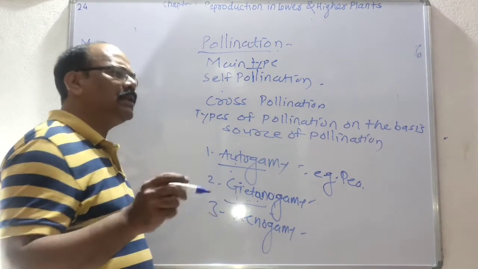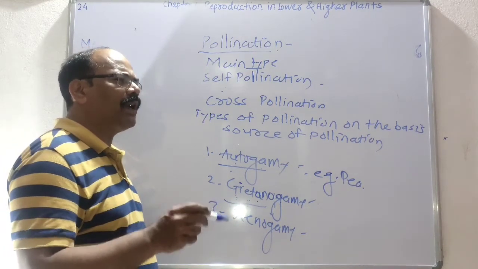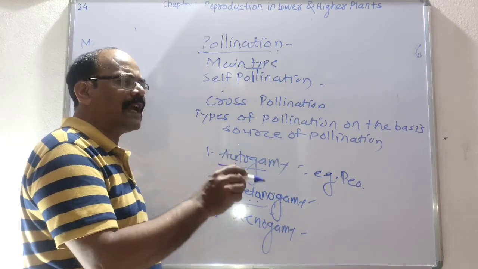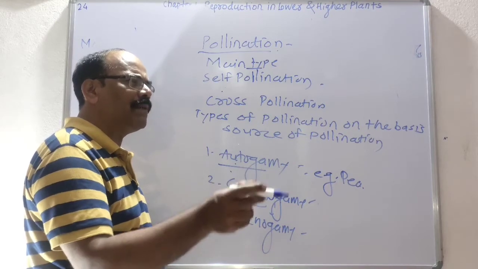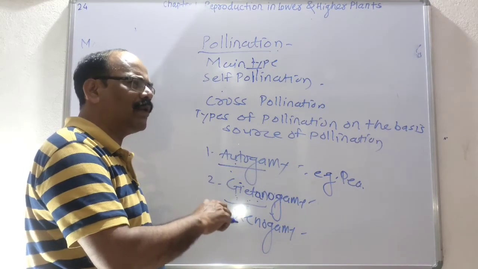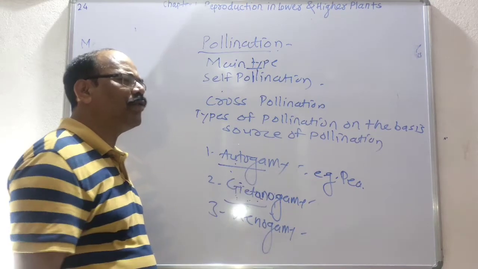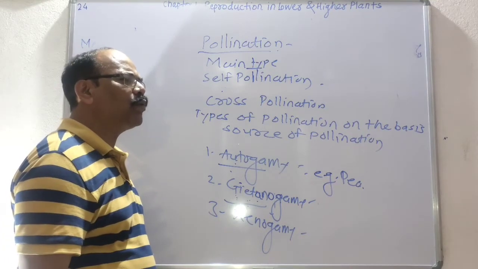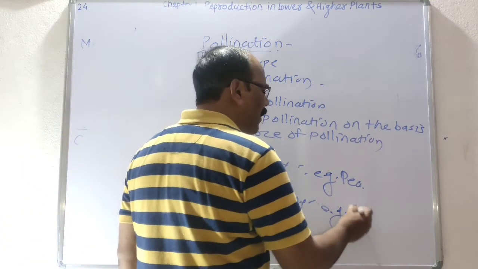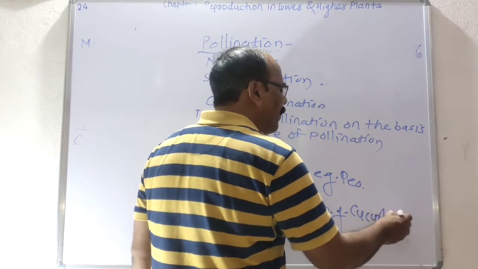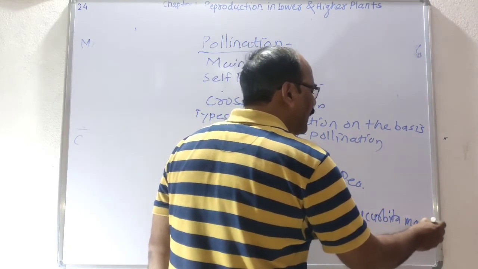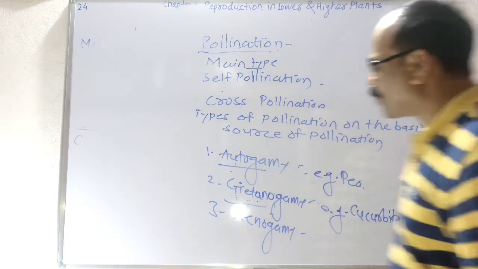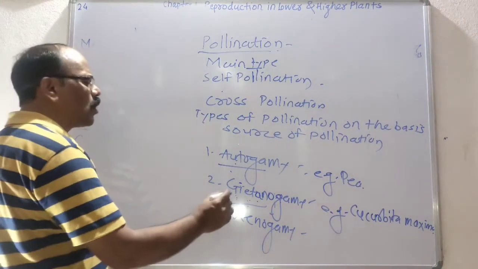Geitonogamy means what? It is the process in which transfer of pollen grain from anther to the stigma of another flower produced on the same plant. म्हणजे त्याच झाडावरती जी फुलं असतात त्या झाडावरच्या फुलातील परागकण त्या झाडावरच्या दुसऱ्या फुलाच्या कुक्षीवरती पडणं त्याला आपण म्हणतो गायटोनोगॅमी. Example is the Cucurbita maxima. Cucurbita maxima is the example of the geitonogamy. It is functionally similar to the cross pollination.